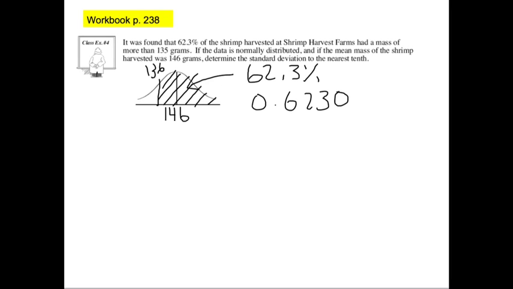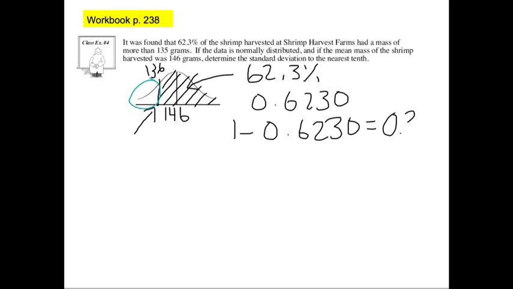0.6230. So what we need to do here is find this z-score. In that case, we are going to have to find the area to the left of that one. So what you need to do is subtract 1 minus 0.6230 to get that. You're going to get 0.3770, and you're going to look that up in the z-score tables. Now the closest one you're going to get is about negative 0.31.